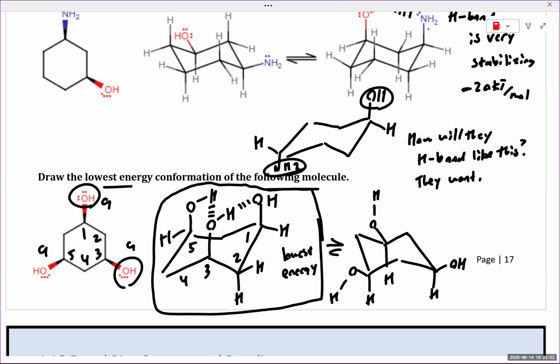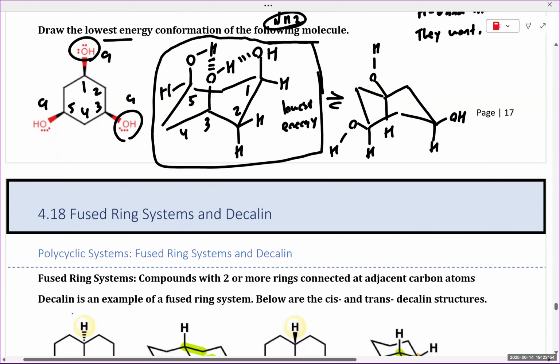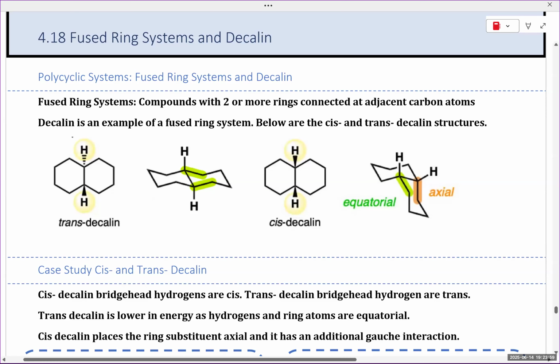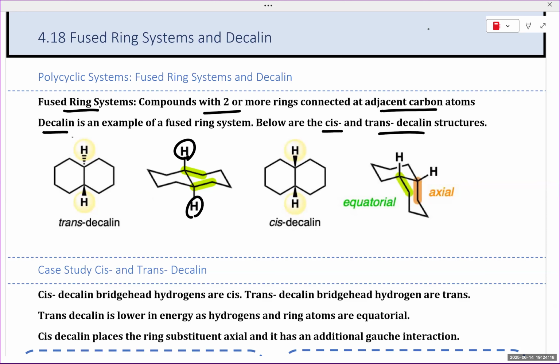So let's now talk a little bit about fused ring systems. Fused ring systems, or polycyclic ring systems, are compounds with two or more rings connected at adjacent carbon atoms. An example of this is Decalin. Decalin has two stereoisomers, cis and trans Decalin, where trans Decalin has these hydrogens trans to one another, while cis Decalin has the two hydrogens cis to one another.